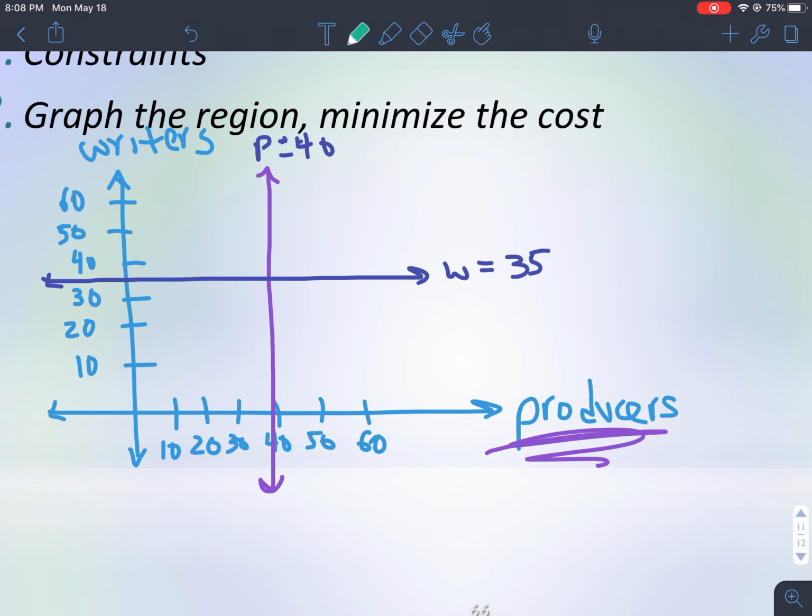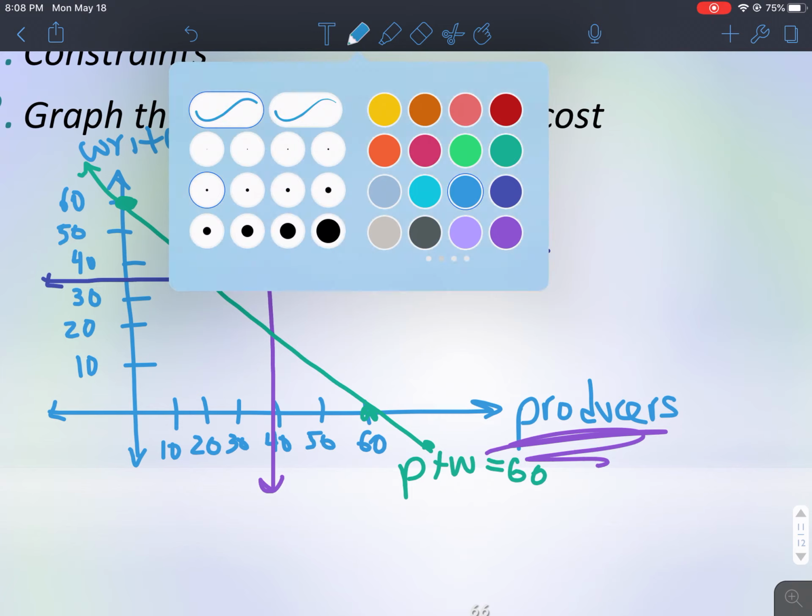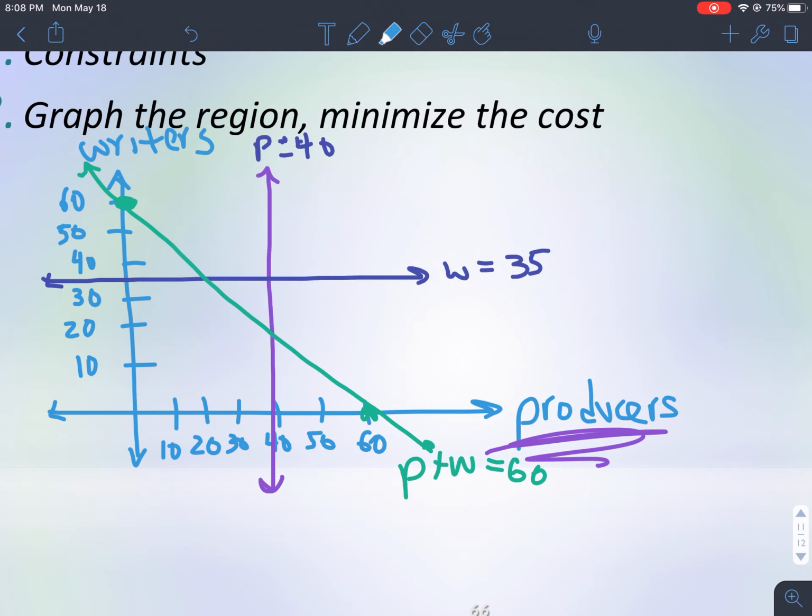So if P is 0, then W is 60, and vice versa. Alright, we've got some sort of region that must be Netflix wants a minimum of hours combined to work on the project. However, the labor, producers and writers, don't work more than a certain number of hours. So that right there is our feasible region.